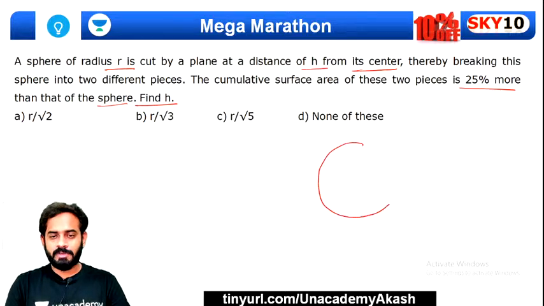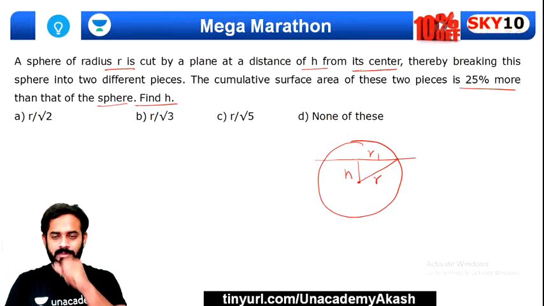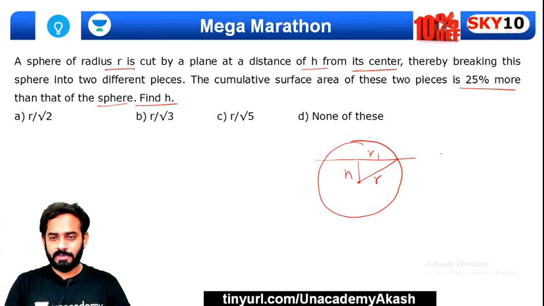Let's say this is the sphere, and this is the center. This sphere is cut like this. This distance is h, this is r, and this is r1. After cutting, the two parts will look like this.